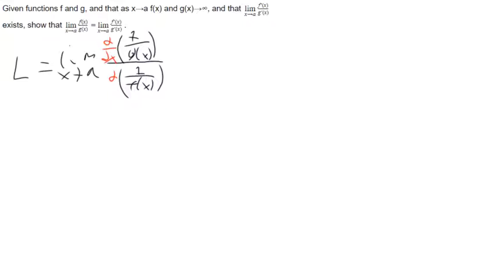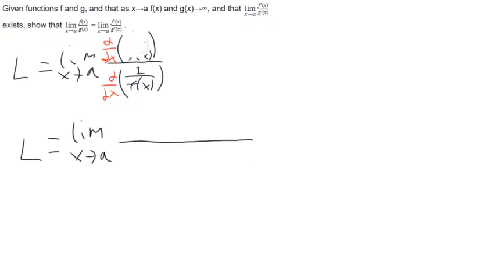But that looks bad, so let me write it again. We have L being equal to the limit as x goes to a. Let's do this carefully. Instead of 1 over g of x, I'm going to write that as g of x to the negative 1 power, and I'm going to do the same on the bottom. So we have g of x to the negative 1 power, and f of x to the negative 1 power, and we're differentiating this whole thing.